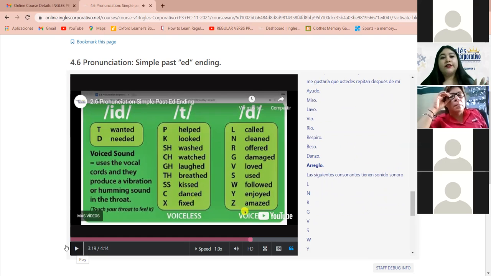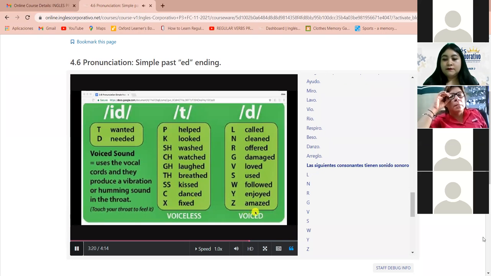Okay, let's pause it in here. Basically, the information is telling you the words that end with those letters like P, K, S, H, C, H, J, G, H, T, H, S, S, C, or X, those words are going to sound like t at the end, all right? You are always going to use the ed, right? Siempre le vamos a agregar el ed, pero el sonido it's different. They are going to sound like if they have t. Van a sonar como si tuvieran t al final, all right? Esta es la regla que se aplica, right? Para estas palabras que terminan con estas letras, okay? With those consonants. Let's continue.